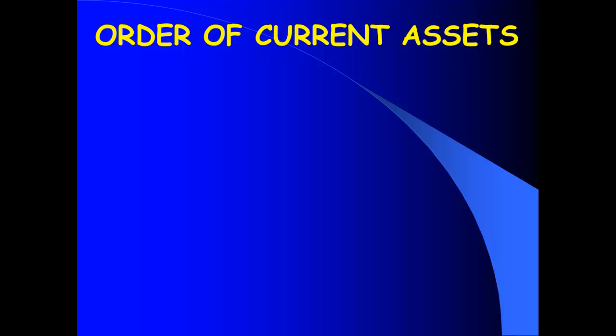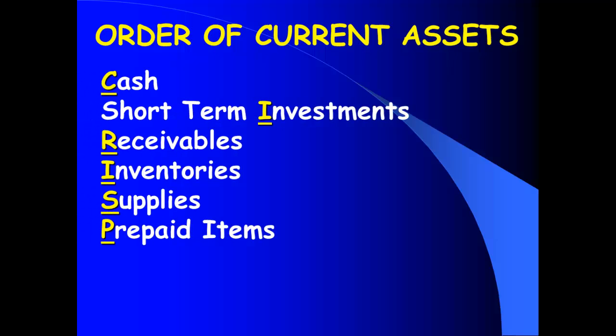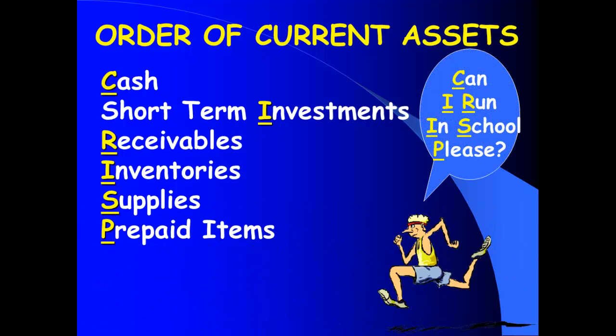Cash. Now, I have a silly sentence here, but I'm going to tell you to ignore this one in just a minute, and I'm going to give you an easier one. Here's my first silly sentence. Can I run in school, please? Cash, short-term investments, receivables, inventory, supplies, and prepaids. The reason I'm going to tell you to kind of ignore that sentence is what I normally use for current assets is the word CRISP. C-R-I-S-P. The only difference between that and this sentence is short-term investments.